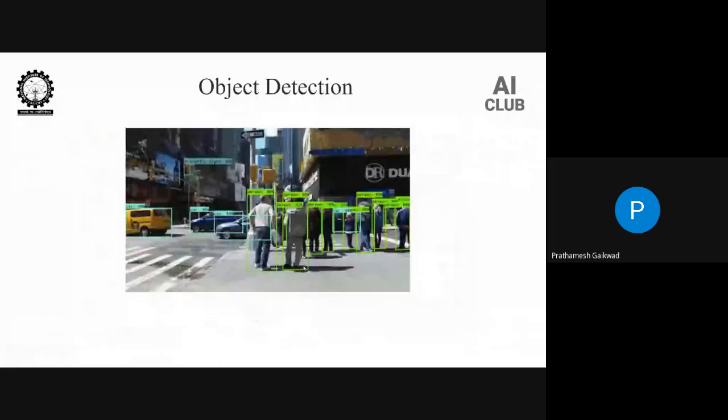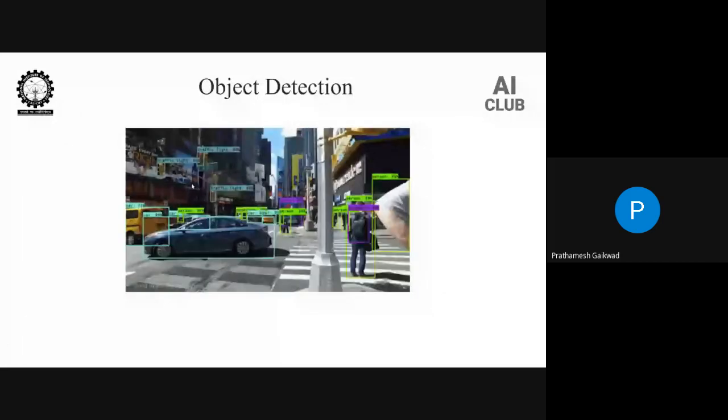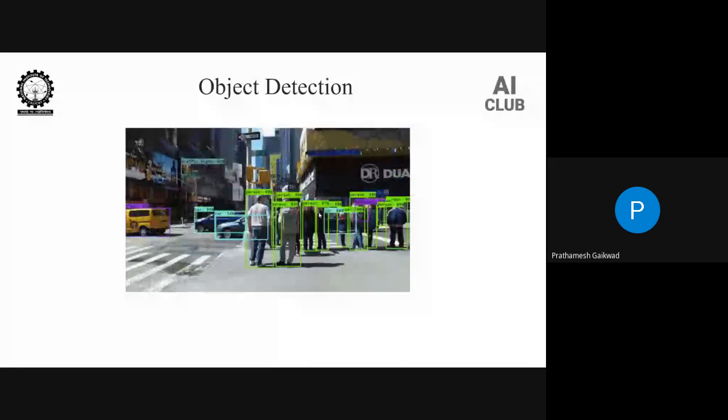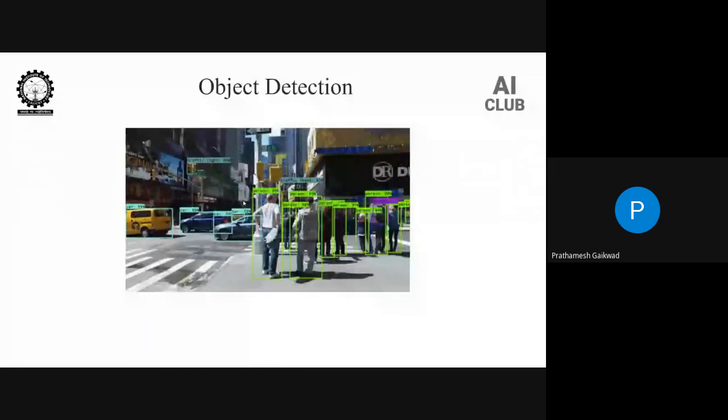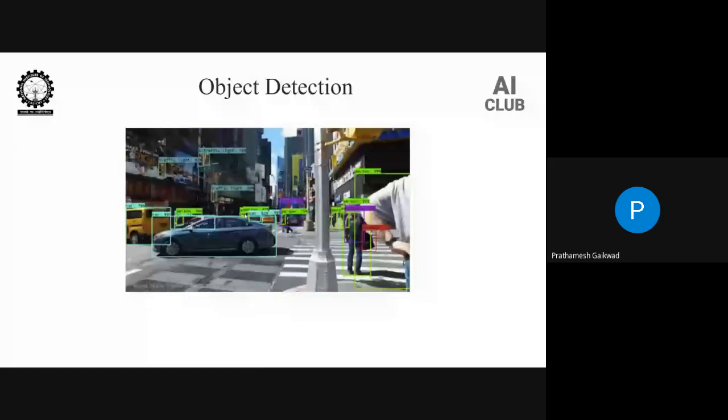This is another object detection example. Here you can see in the video it's identifying each and every object, drawing a box around it, and giving it a label with certainty, that this label is certain up to this percentage.